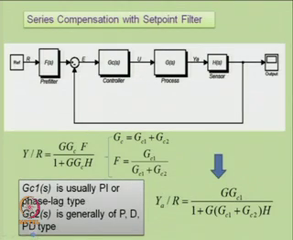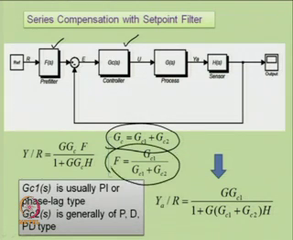Now, we shall see what other types of compensation schemes we have. Yes, we have series compensation with set point filter. Here, we have a controller in the feed forward path, and one more pre-filter before the reference input in the feed forward path. How is it different from the series feedback compensation scheme? It is exactly the same when the controller GC equals GC1 plus GC2 and F equals GC1 upon GC1 plus GC2.